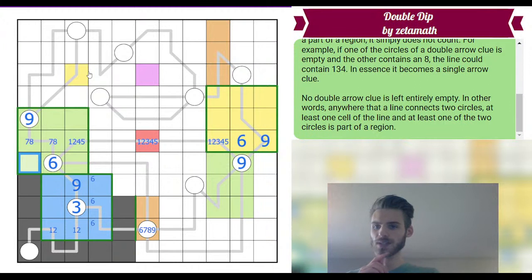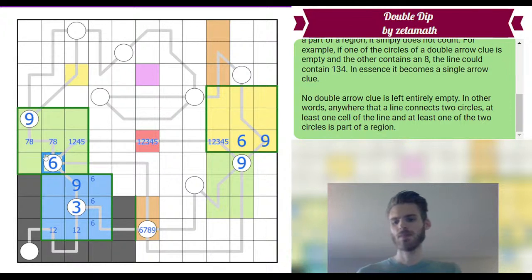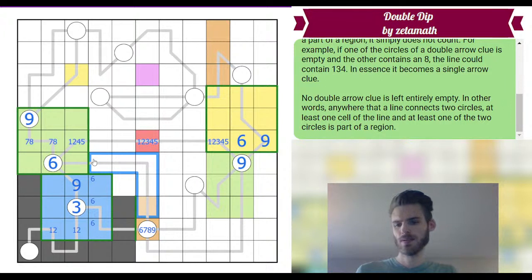Okay, so let's look at some of these other double arrows. Maybe this one. Because that's a lot of cells. That's 6 cells. So not all of these can be in. But I didn't really want to put them all in. So don't know how important that is.